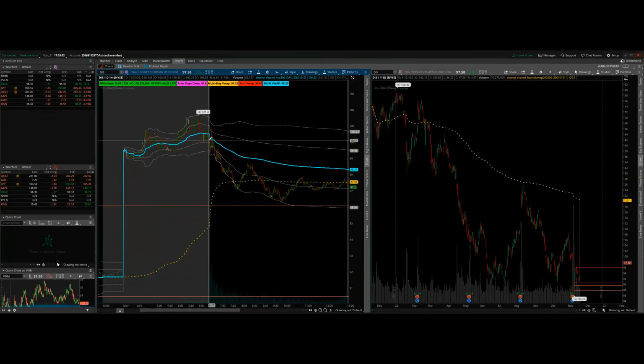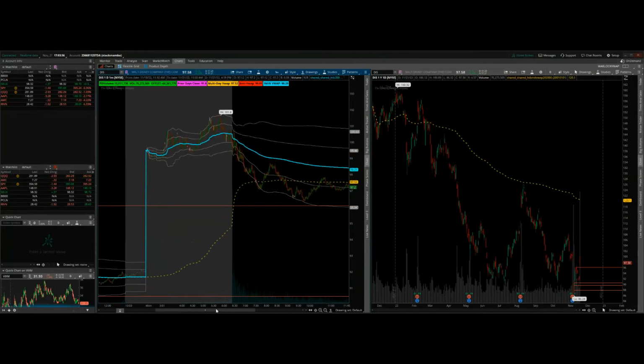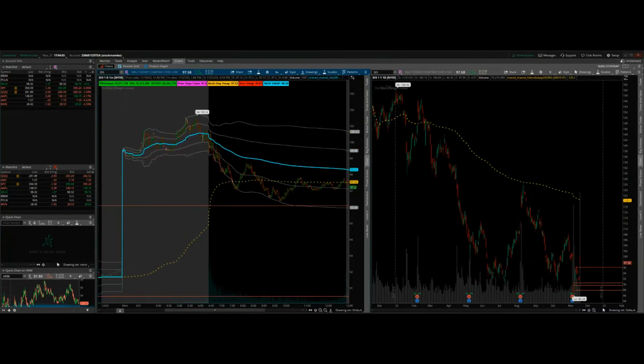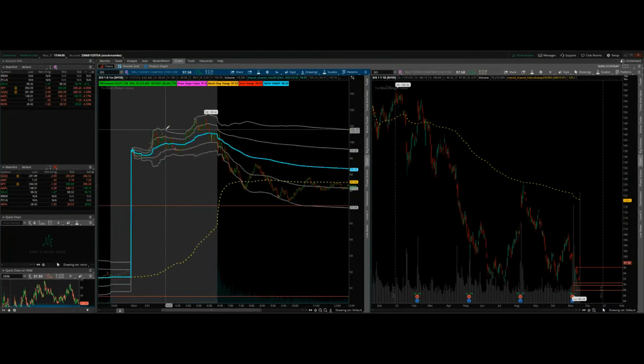So what's cool about the multi-day is it gives us an indication on where price action might go based on prior day's VWAP, which is the volume weighted average price. But let's go back to the pre-market levels.